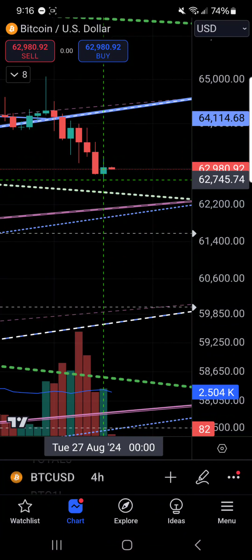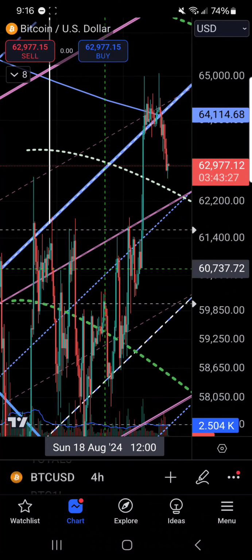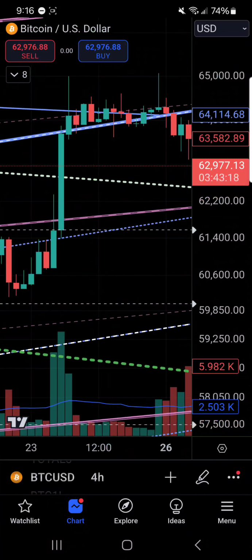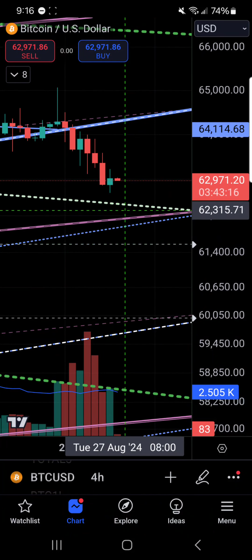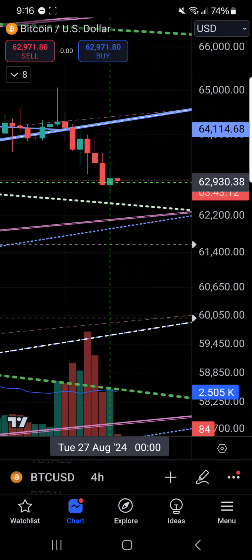Entirely above that. Which is at, what is that at? It's like 62,750 or something like that. 724. See, we wicked right down to it with that green wick and are holding it, at least on this 4 hour chart.